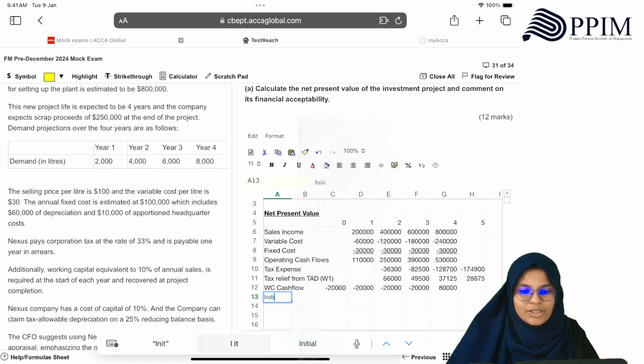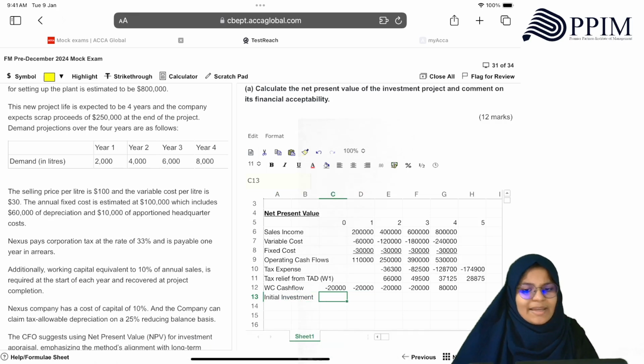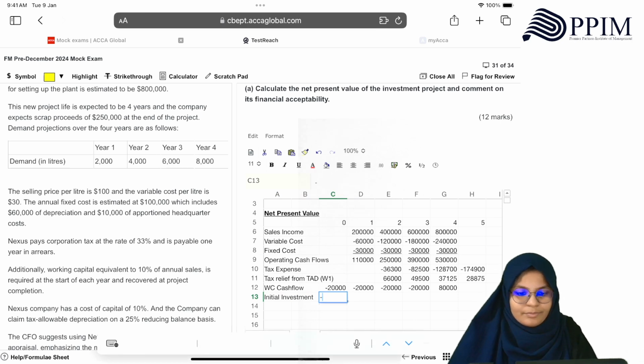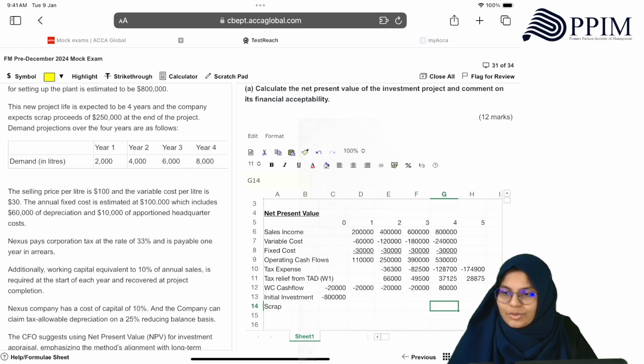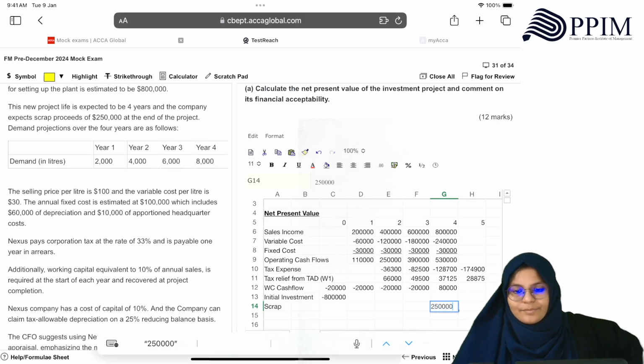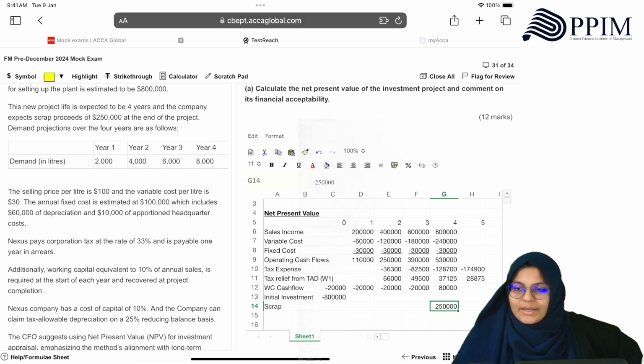Okay, so initial investment, that was 800,000, so minus 800,000, and scrap was I think 250,000, right? So 250. Okay, so that is that.